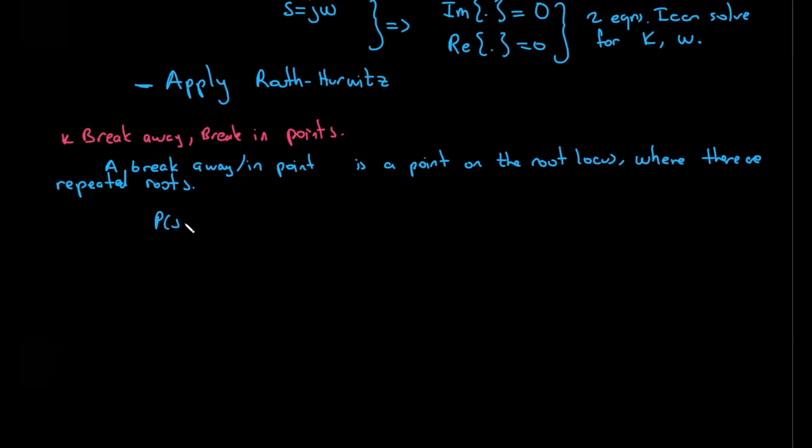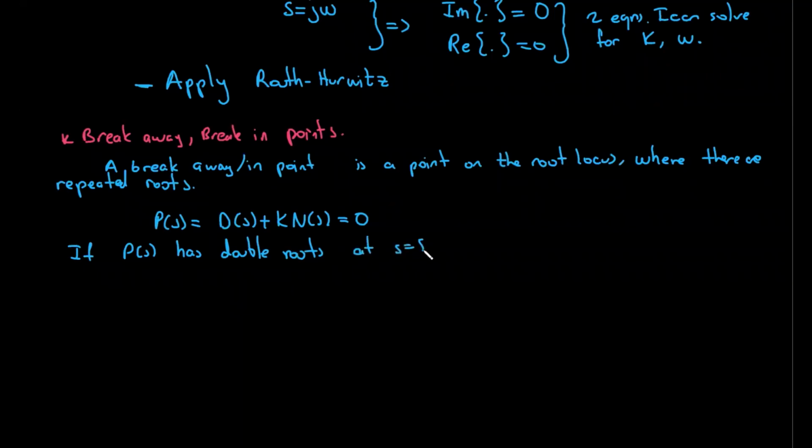So let's say P(s) = D(s) + K N(s) = 0. And if P(s) has double roots at s = s0, then I can claim that P(s0) = 0, and the derivative P'(s0) is also equal to 0. So that's how I will find the breakaway and break-in points, by solving these two equations in the root locus. So let me write it down.